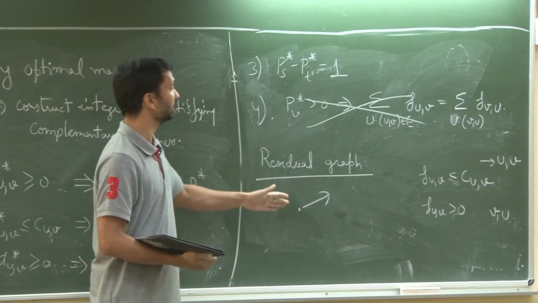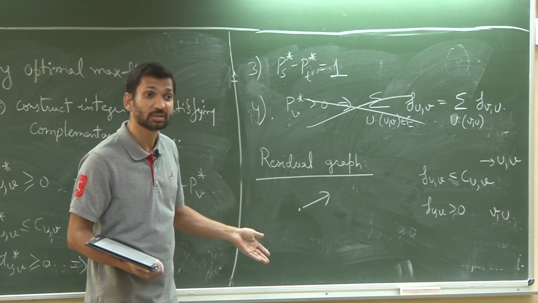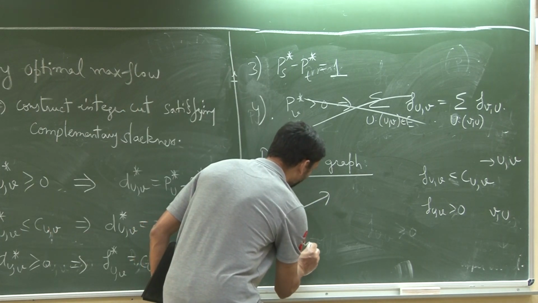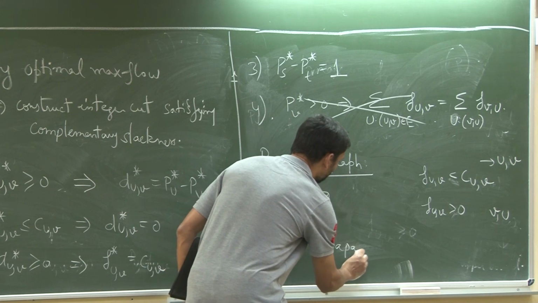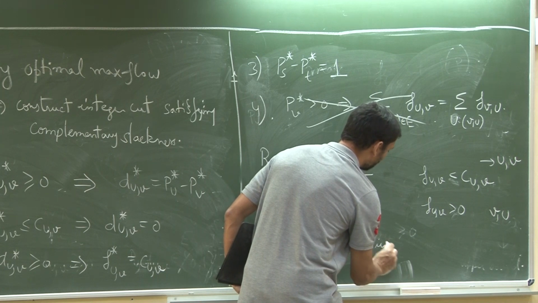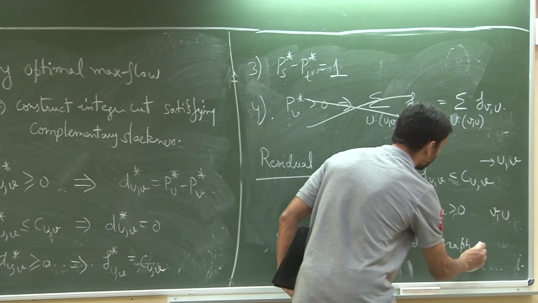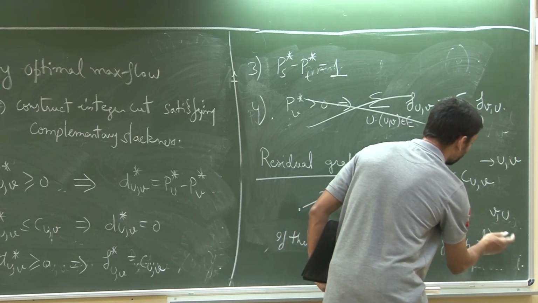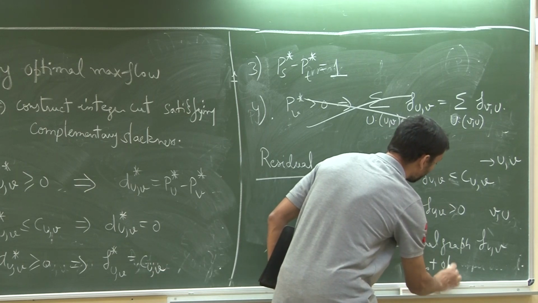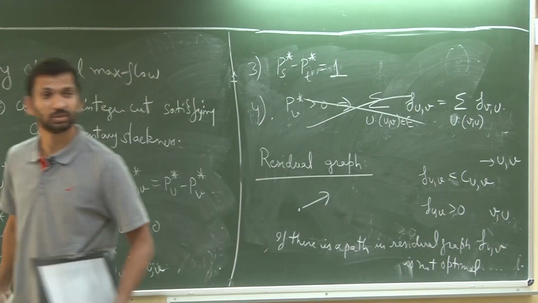Right? And then what do I know? When can I improve the flow? If there is a path in residual graph, then FUV is not optimal.